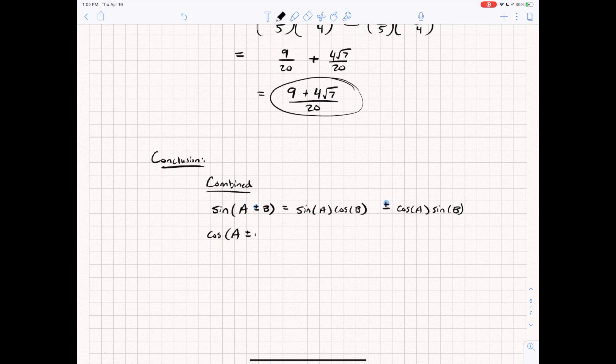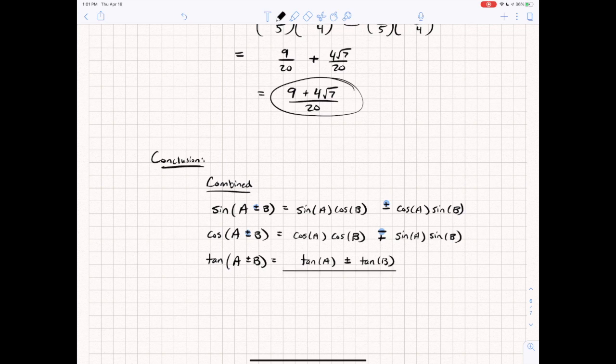Cosine of A plus or minus B is cosine of A cosine of B. Here, the signs swap, minus plus, sine of A sine of B. And that's because, again, remember, the signs change. So if I have plus on the inside, I'm subtracting on the outside. For tangent, we have this as well, where this would be tangent of A plus or minus, because that always matched, tangent of B. But in the denominator, it changed. 1 minus plus tangent of A, tangent of B.